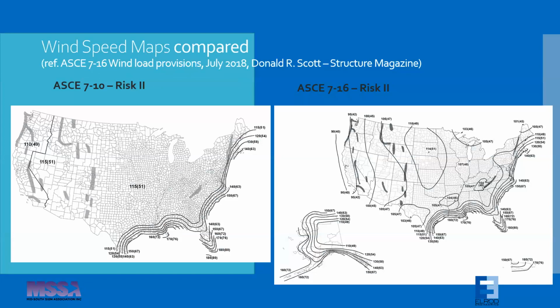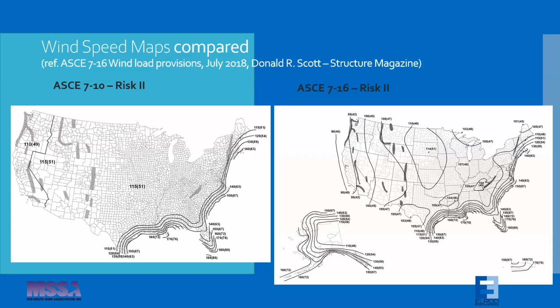So this shows the wind speed maps that are pulled from the design manual. And this is where things are really starting to get applicable to the work that y'all are doing. Unless you're viewing this on a large screen, I admit that it may be hard to read, but I want to focus on the interior of the United States. On the left map, the 7-10, so kind of the previous version, most everything in the interior of the United States is 115 miles per hour.